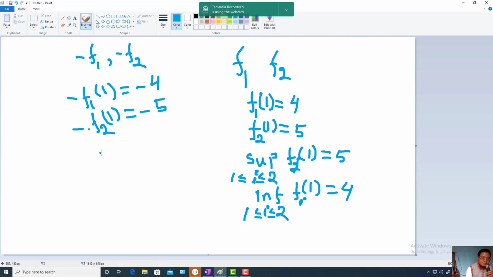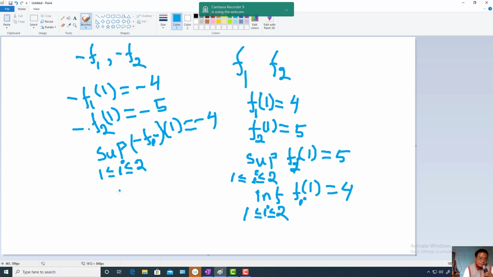Then what is the supremum? Of these two, which one is greater? Minus 4 is greater than minus 5, right? Then the supremum of minus fi at the point 1, where i is running from 1 to 2, is equal to minus 4, right?